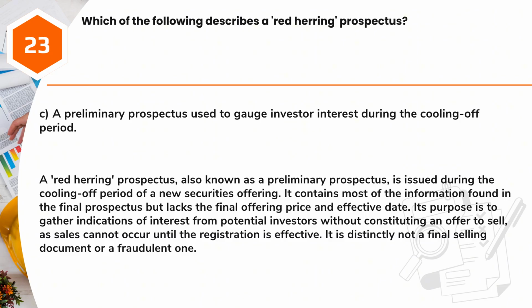Answer, C. A preliminary prospectus used to gauge investor interest during the cooling-off period. A red herring prospectus, also known as a preliminary prospectus, is issued during the cooling-off period of a new securities offering. It contains most of the information found in the final prospectus but lacks the final offering price and effective date. Its purpose is to gather indications of interest from potential investors without constituting an offer to sell, as sales cannot occur until the registration is effective. It is distinctly not a final selling document or a fraudulent one.